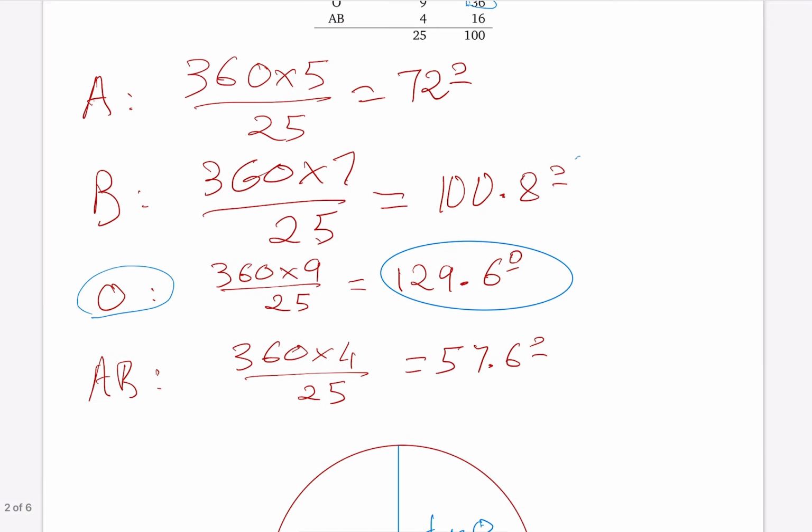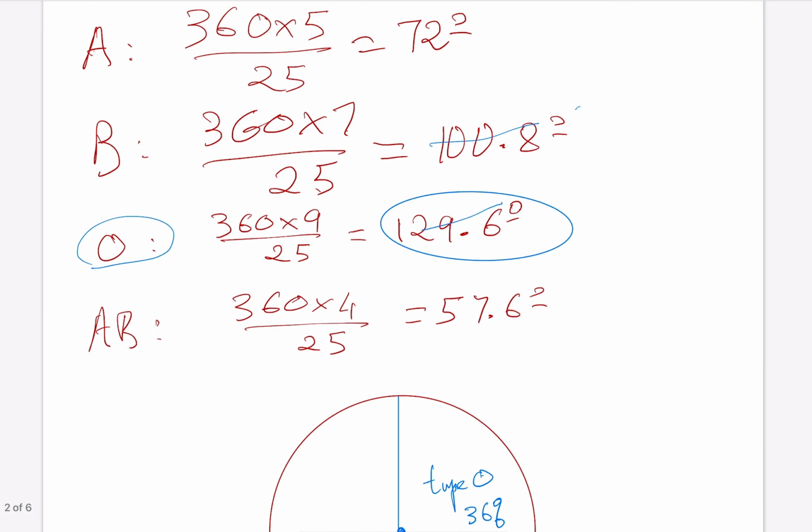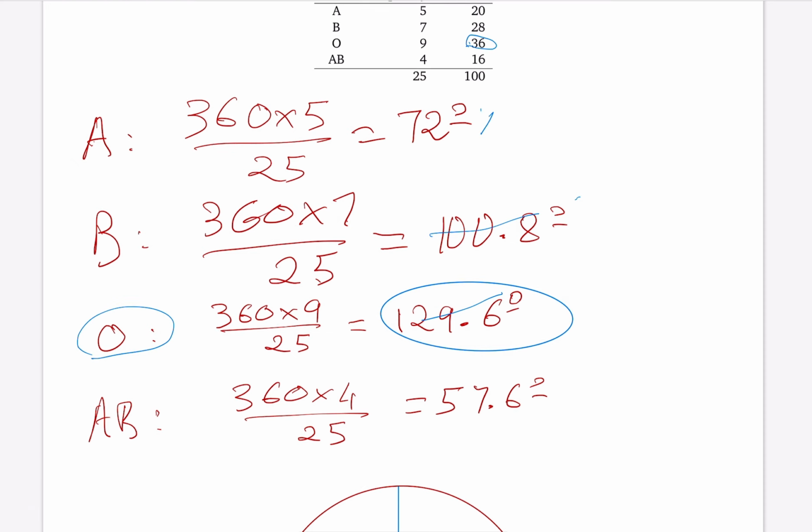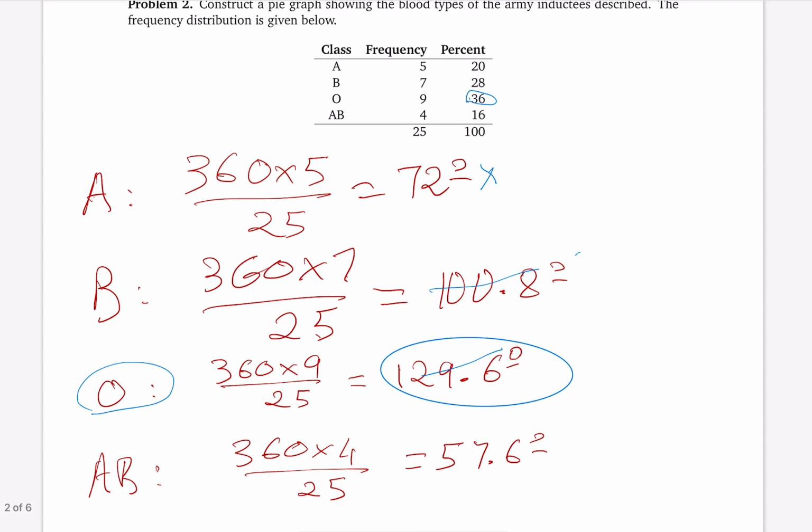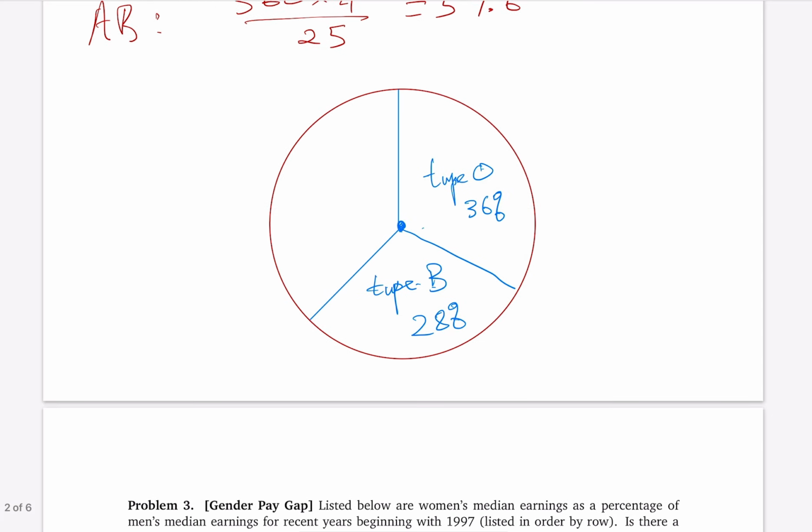The next one, this one is done. The next higher one is type A. Type A is 72 degrees, and the way you represent it is that type A is 20%. So 20% is right here, and it's 72 degrees. We can draw like this, just like that. My drawing is bad, but you just have to understand.